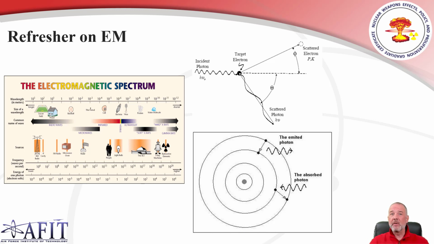Now, there is a third interaction, if you recall, pair production, but the energies that we're talking about for the thermal effects of a nuclear weapon are much, much too low for pair production to ever occur. So we're going to go ahead and disregard that. So we're left with Compton scattering, which is where our photon comes in, it's got enough energy that where it hits an electron that's bound to an atom, it ejects that electron from the atom, and then the photon goes off with less energy in some other direction.